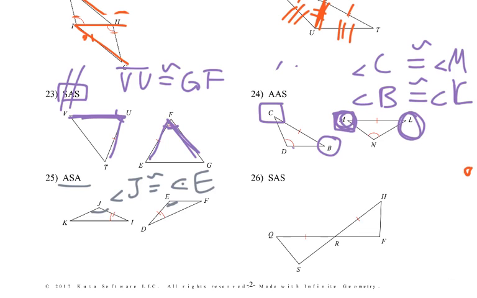Okay, last one here, side, angle, side. Got a side, the angle, the vertical angle, so it's got to be the other side touching the angle, which would be side SR. Has to be congruent to this side RF for it to work.